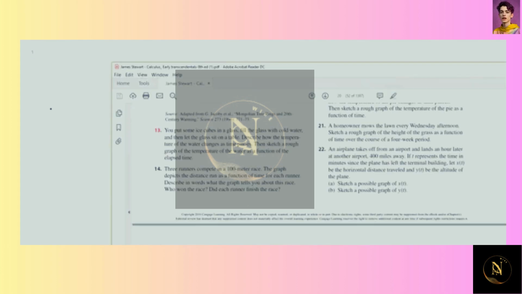Okay, so we're going to solve the following problem. An airplane takes off from an airport and lands an hour later at another airport 400 miles away. If t represents the time in minutes since the plane has left the terminal building, let x of t be the horizontal distance traveled and y of t be the altitude of the plane.